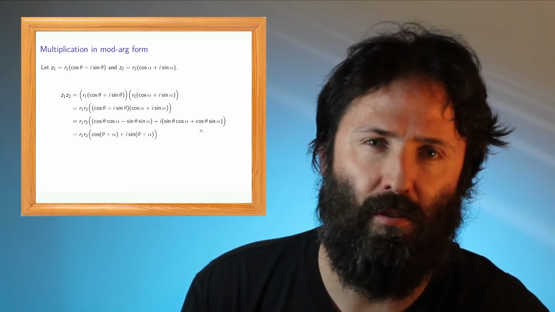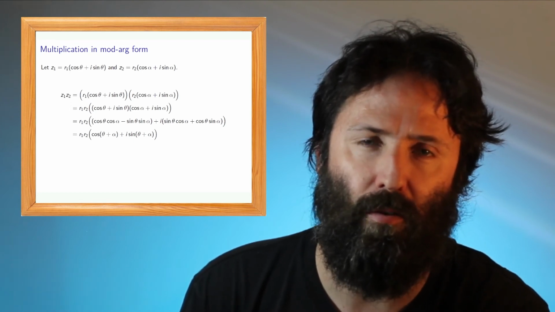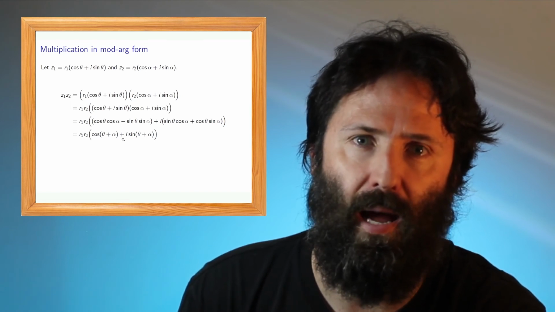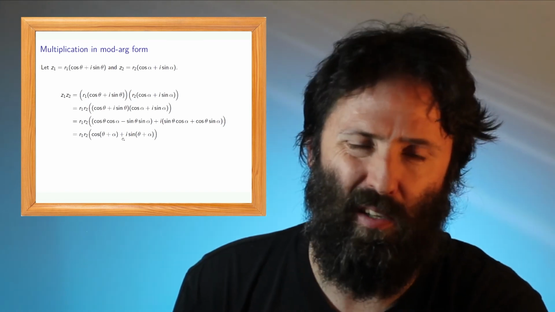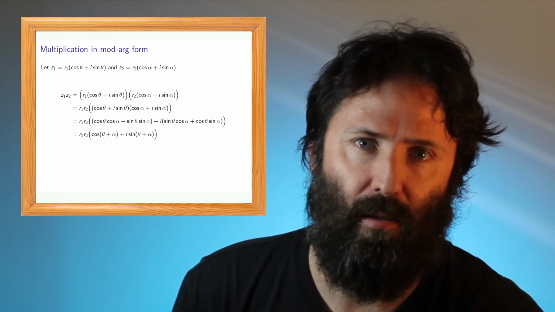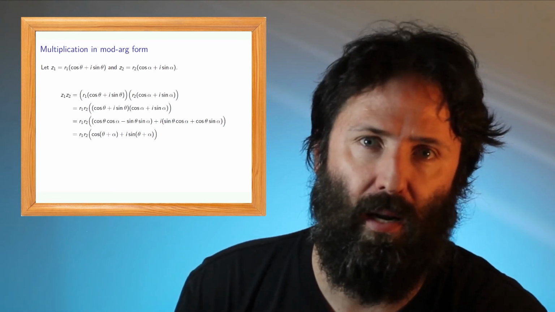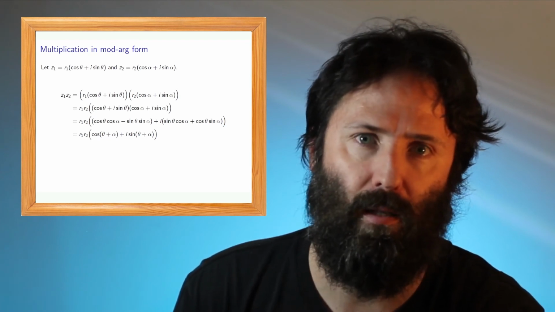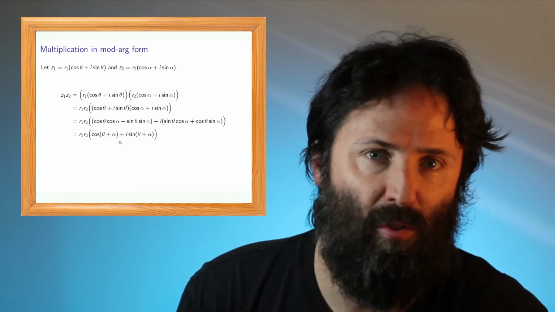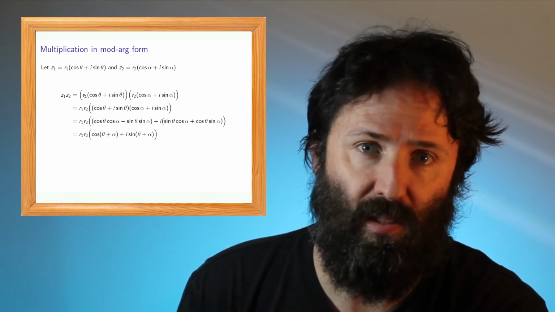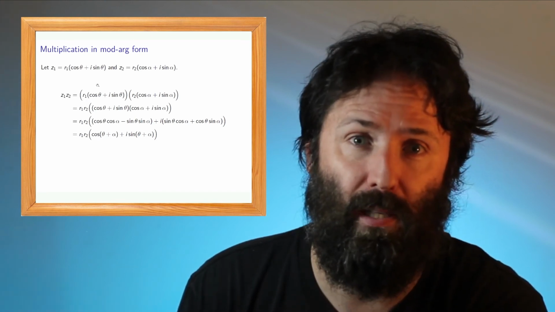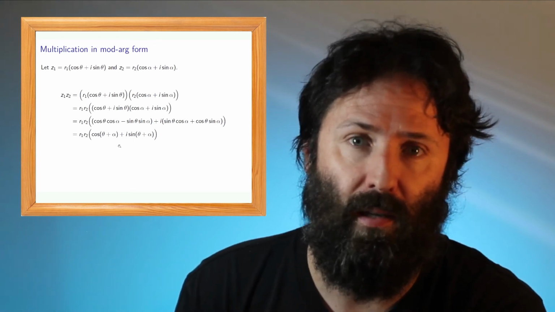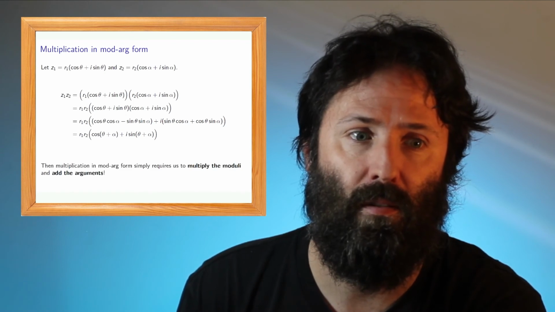And why this is useful is, once we're in mod arg form, then for multiplication all I need to do is multiply the moduli and add the arguments, with the proviso that if that argument then ends up outside of negative 180 and 180, add or subtract 360 as appropriate to get your principal argument back. It's really easy to do multiplication. I guess the lengthiest part is putting it into mod arg form, and then the multiplication is easy. Just multiply the moduli, add the arguments.